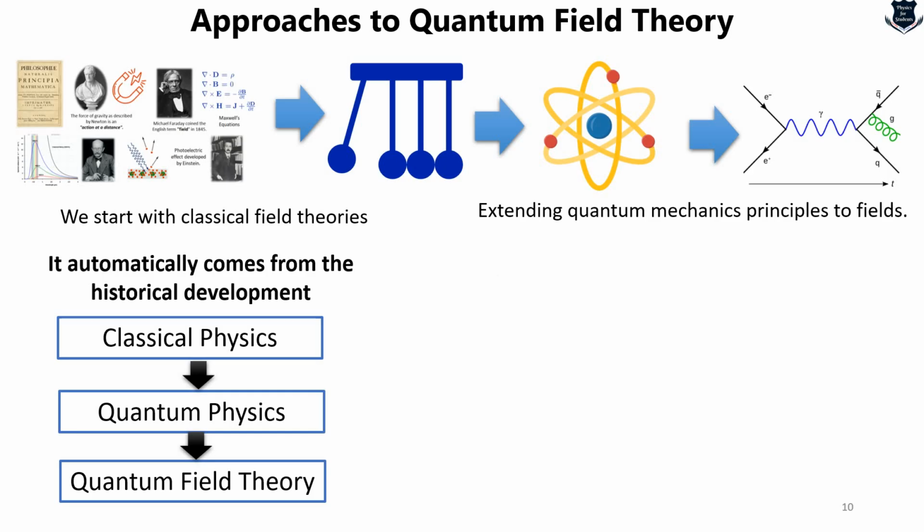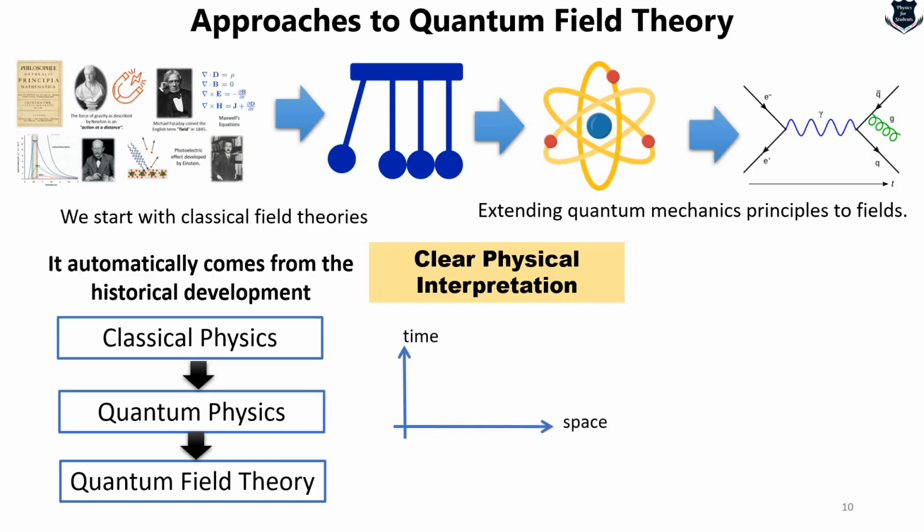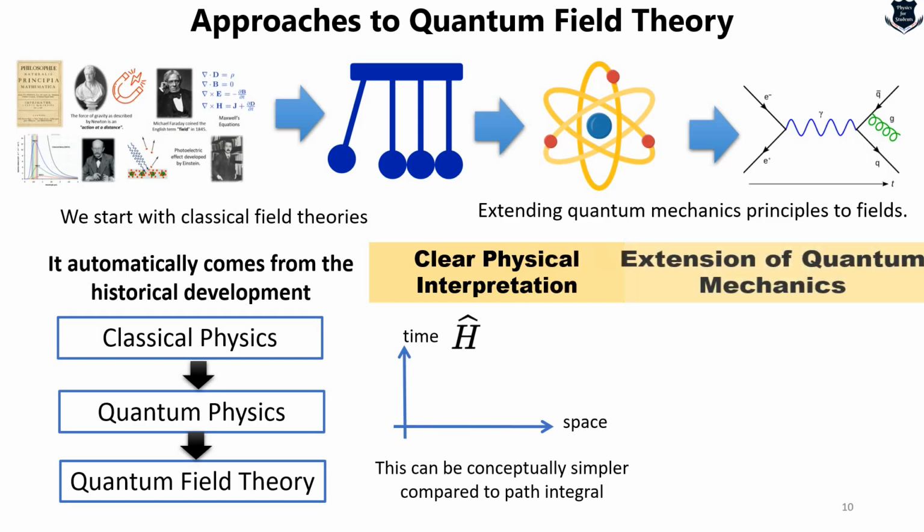Now, also there is something called clear physical interpretation. What I mean by that is that canonical quantization treats time and space asymmetrically. That means it is not symmetrical, as it relies on time and space separately, and it relies on the Hamiltonian that evolves the system over time, just as in the case of the Schrödinger equation. This can be challenging in relativistic theories, where space and time should be treated equally. The next thing is that this can be conceptually simpler compared to the path integral of Feynman, which we will see later. Another important thing is the extension of quantum mechanics.